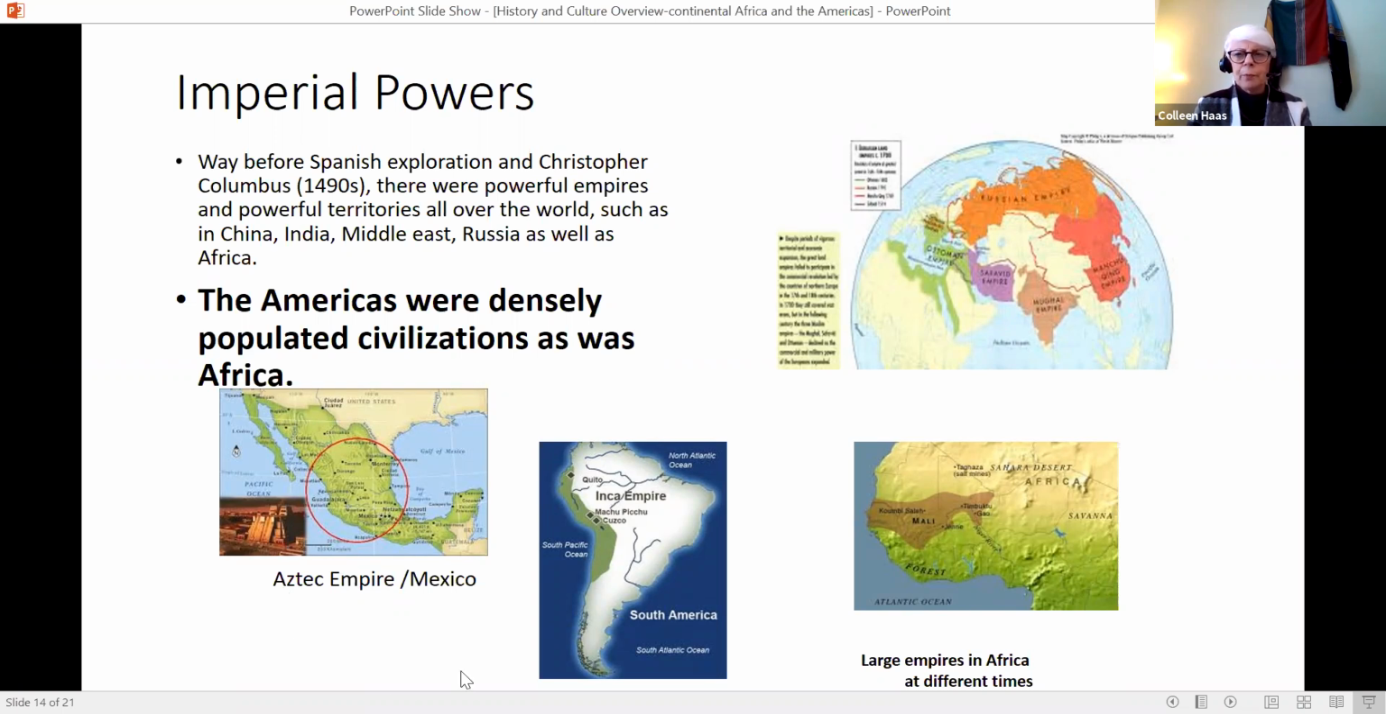Another very important early empire in the Americas would have been the Inca Empire, and that is in what's present-day Peru.